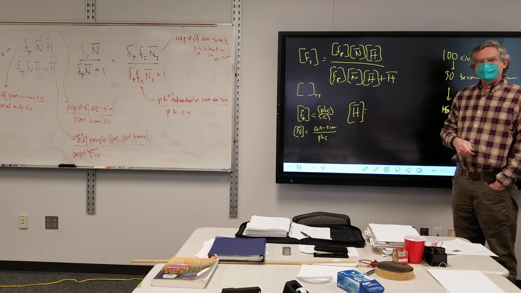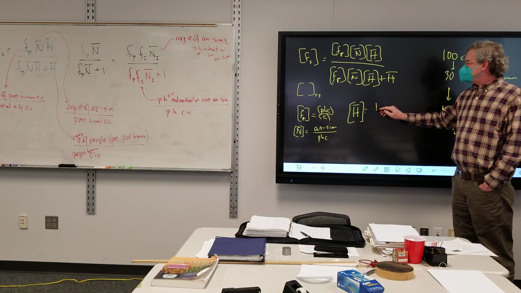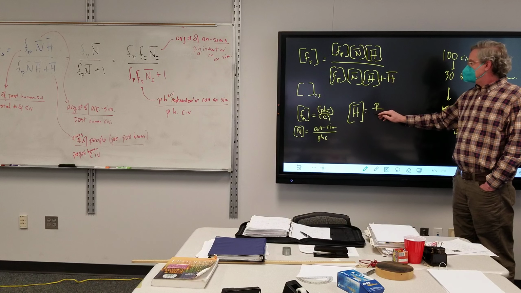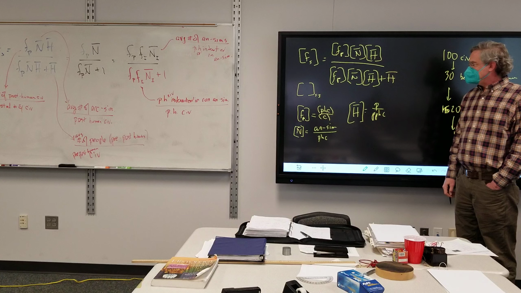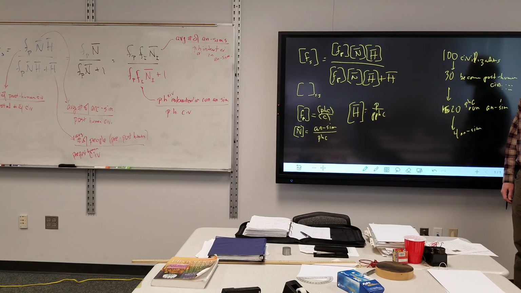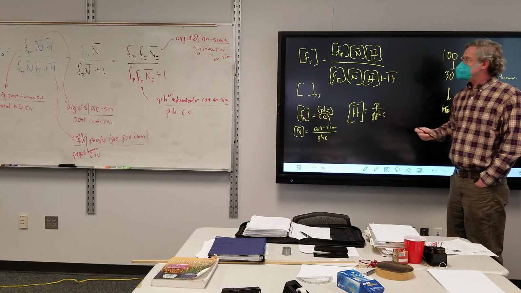Go ahead. Isn't it just number of people per pre-built civilization? Yeah, okay. So this is people, we'll just label it as P for people, per pre-post-human civilization. All right. So if I multiply this times this times this, what will my units be?